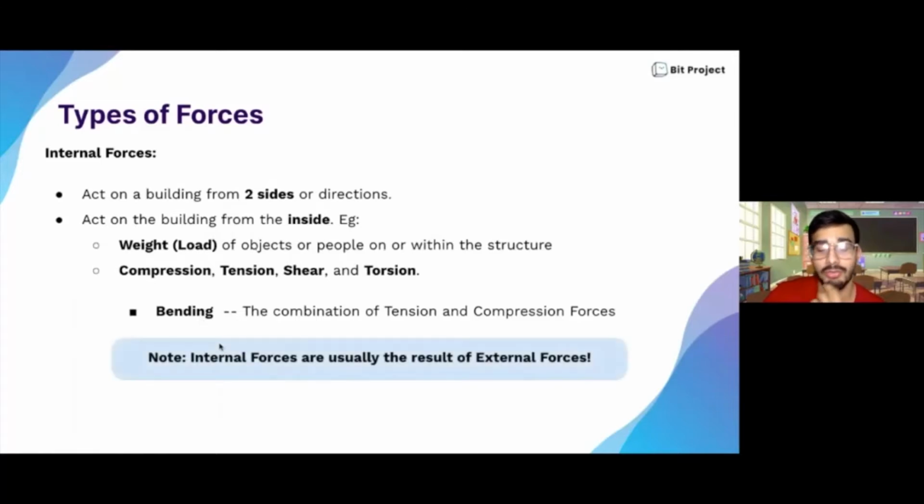And actually, internal forces, even though it says internal, are usually the result of external forces. So these two forces are not independent, but they actually work together against the building.